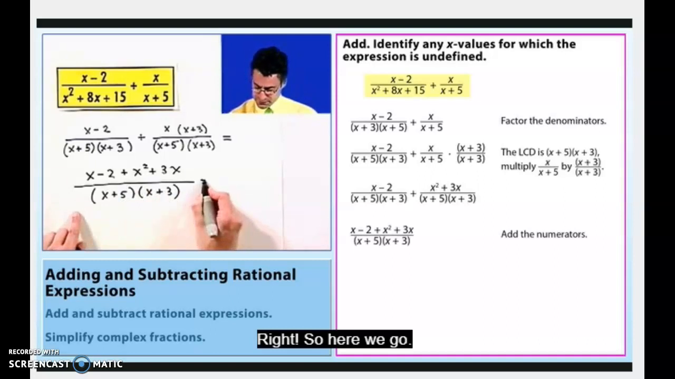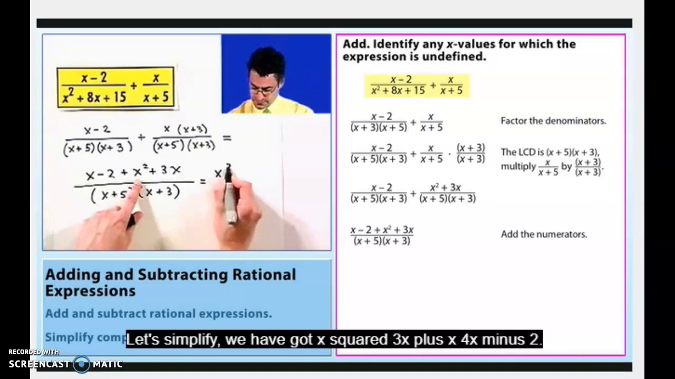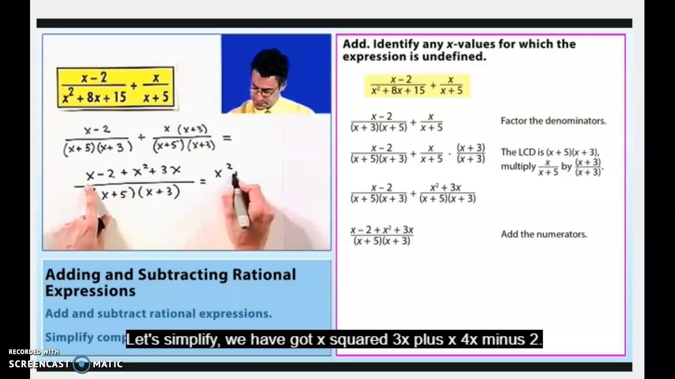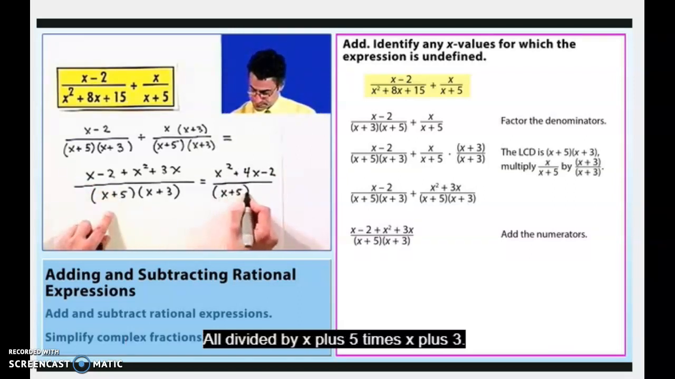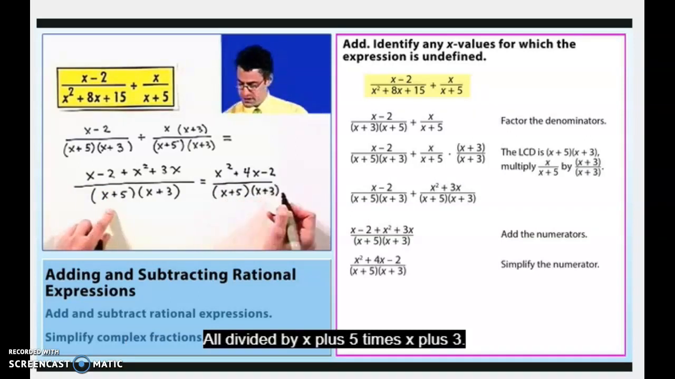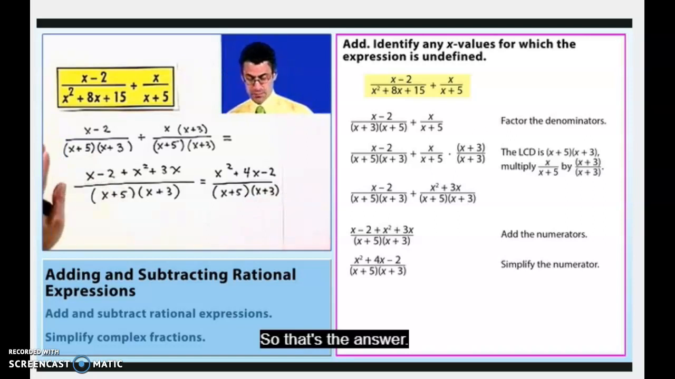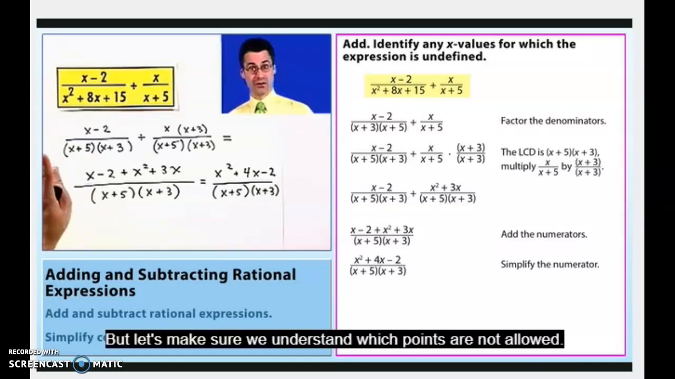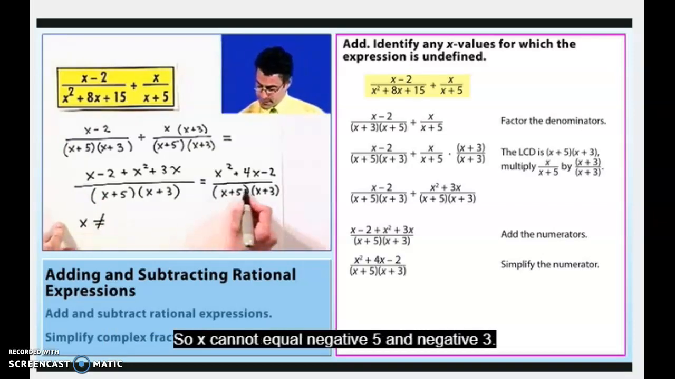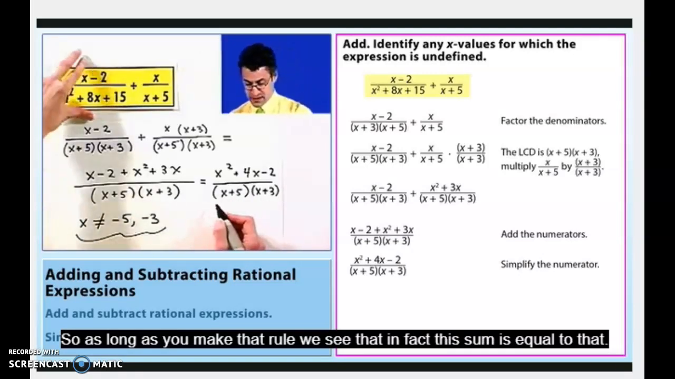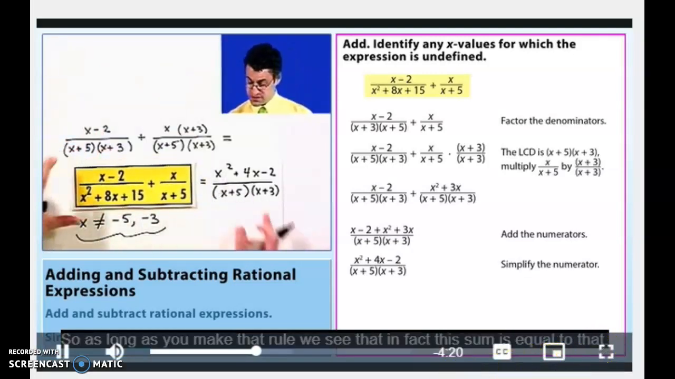All right, so here we go. Let's simplify. I've got x squared, 3x plus x, 4x, minus 2, all divided by x plus 5 times x plus 3. So, that's the answer. But let's make sure we understand which points are not allowed. Well, that's when the denominator is 0. So x cannot equal negative 5 and negative 3. So as long as you make that rule, we see that, in fact, this sum is equal to that.